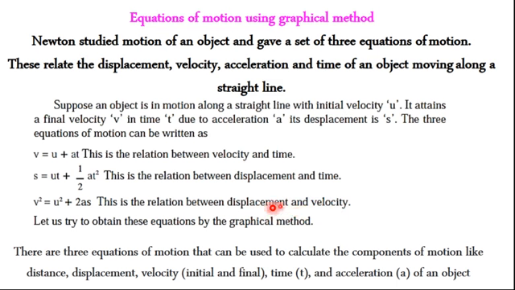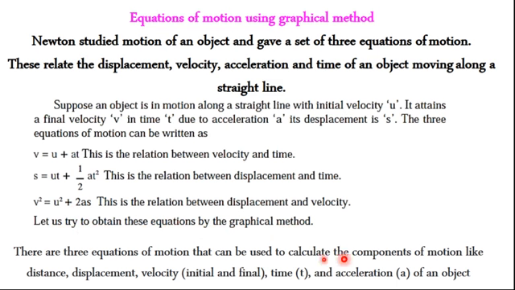If an object is in motion, it has a displacement, it covers distance, it has a velocity, it has acceleration. So all those things are connected if the object is in motion. So it explains the relationship between the displacement of an object and velocity of an object with the help of these equations. Now let us try to obtain these equations with the help of a graphical method.